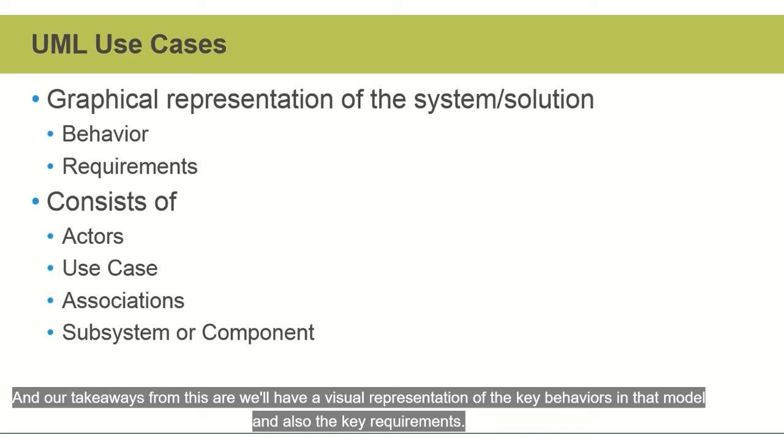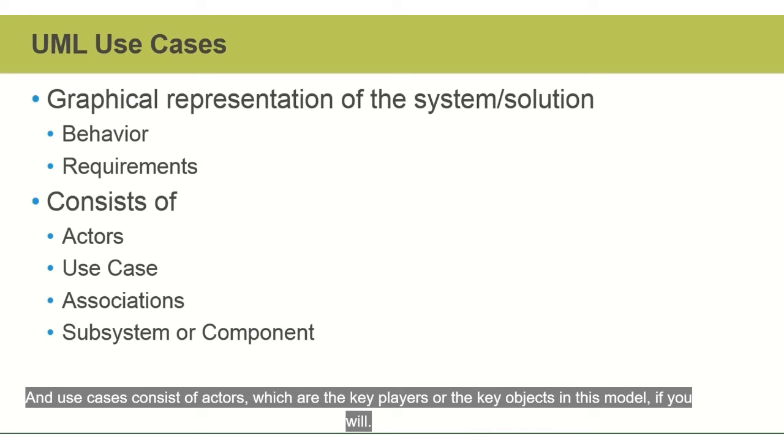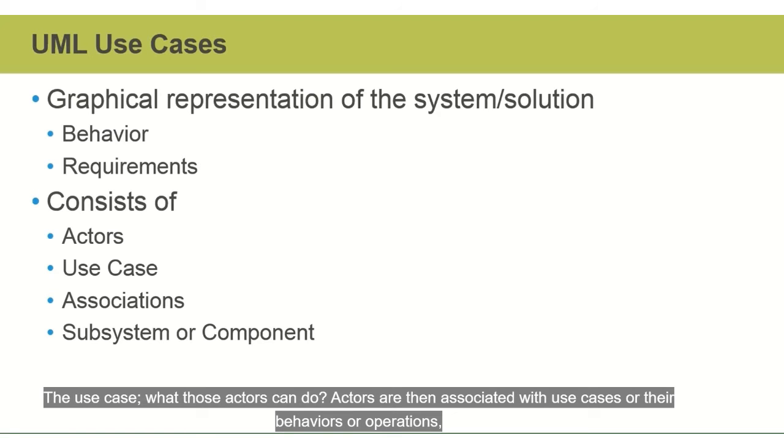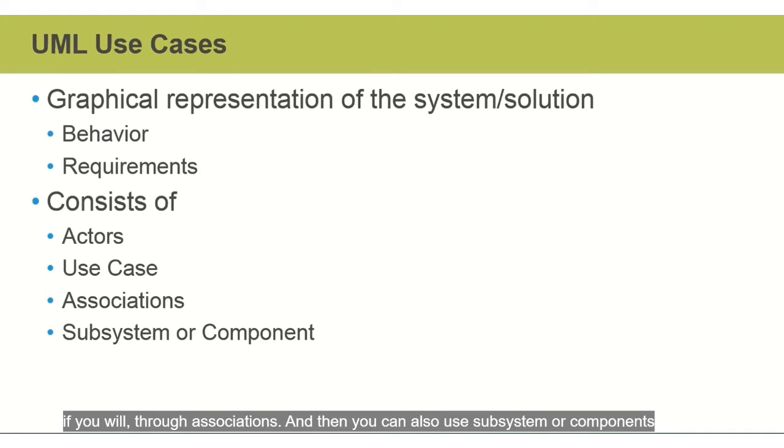the key requirements. Use cases consist of actors, which are the key players or the key objects in this model, if you will. The use case is what those actors can do. Actors are then associated with use cases, or their behaviors or operations, through associations. And they can also use subsystems or components. These are just independent or behavioral units in the system, so things like classes and components, and these can be used to represent a variety of independent things.